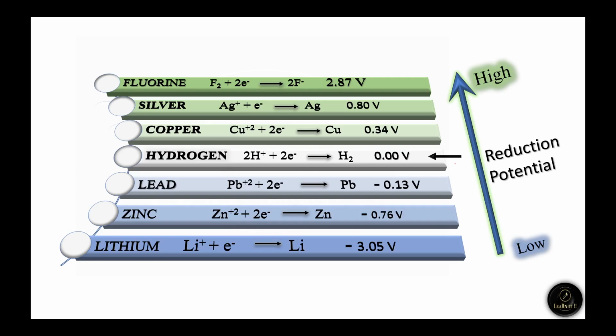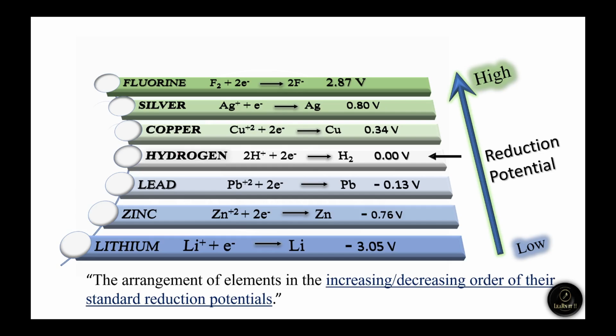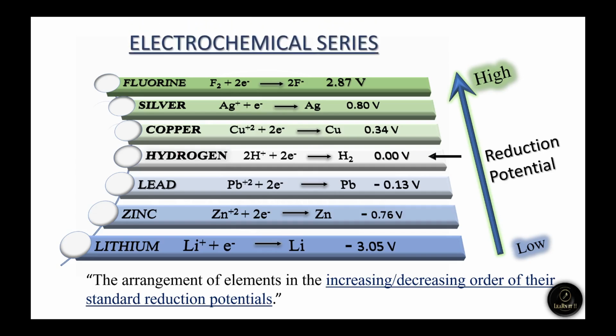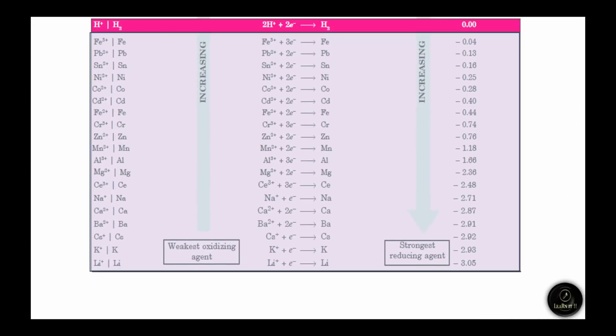Here the elements are arranged in the increasing or decreasing order of their standard reduction potentials. This arrangement is called the electrochemical series. Here we have the bigger electrochemical series. As the space was not available, I put it into 2 slides.